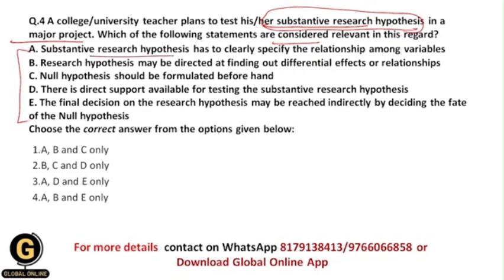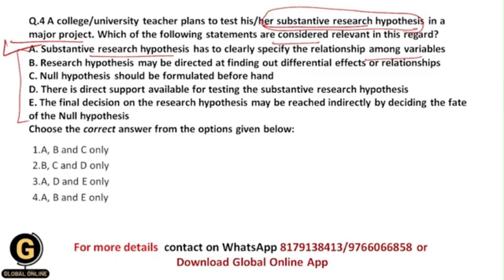Substantive research hypothesis has to clearly specify the relationship among variables. Okay, so whenever we formulate the substantive research hypothesis, that research hypothesis should clearly specify the relationship among the variables under study, and this statement is correct because whenever we know the exact relationship among the variables, obviously our research hypothesis will be more clear and it will help us to test it specifically.